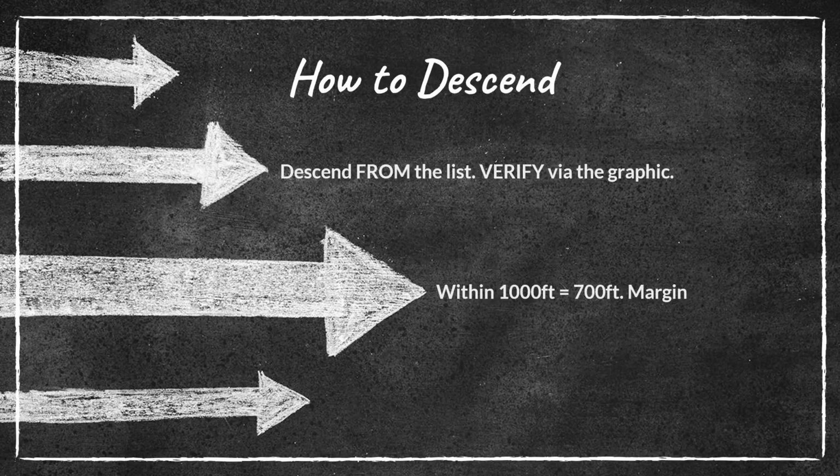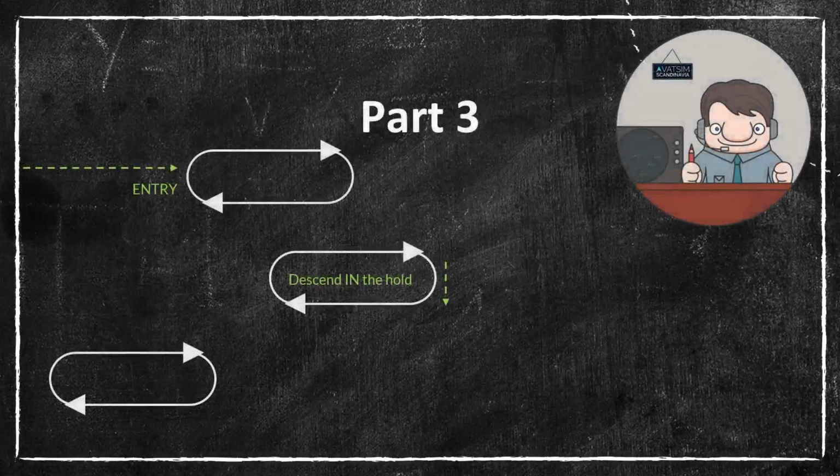So, in summary, you descend from the list, verify via the graphic. If within 1,000 feet, then you must have 700 feet below the intended flight level of the one you wish to descend. And if you have 3,000 feet or more between them, then you must have 300 feet below the intended flight level of the one you wish to descend.